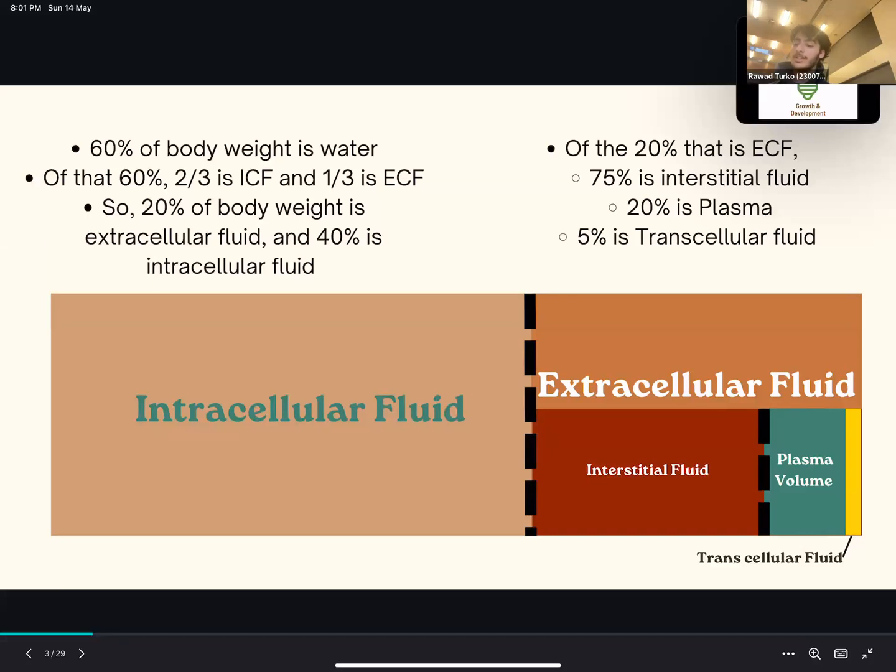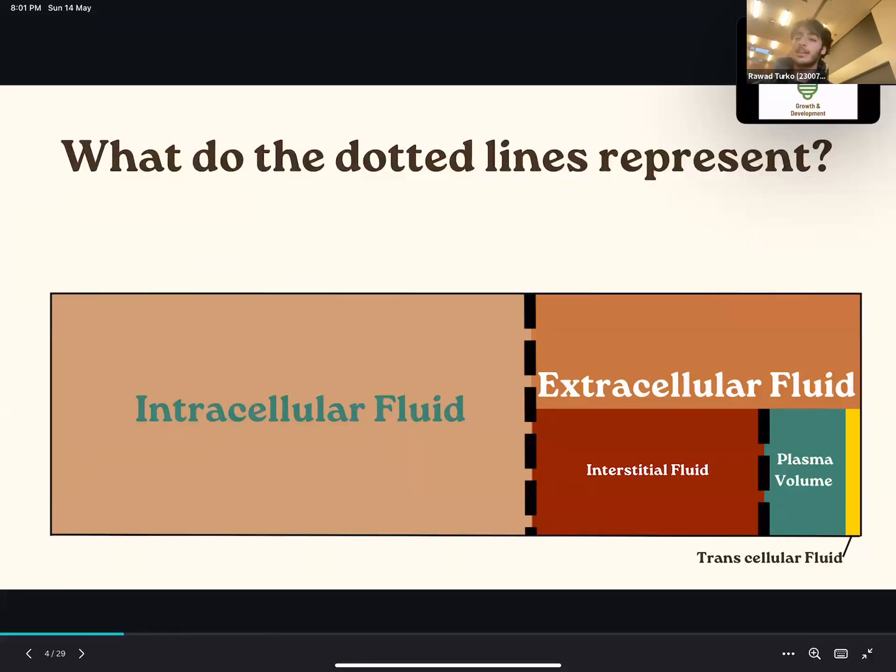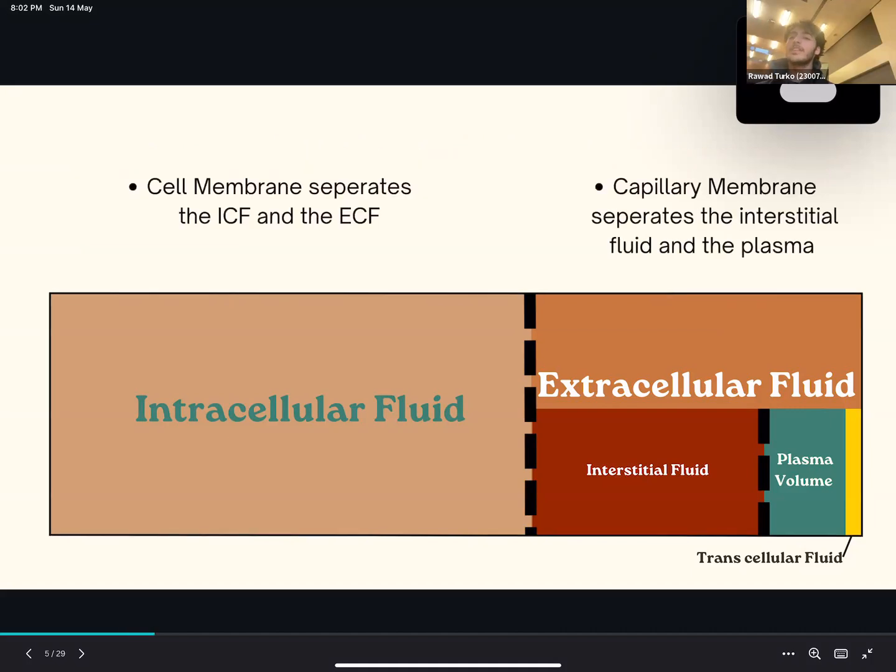Now, this fluid and this water is free to move in and out of each of these compartments, separated by barriers. Take a look at these dotted lines. What do you guys think they represent? All right, I guess membranes. Yeah, exactly, the membranes. The cell membrane separates the intracellular fluid from the extracellular fluid, and the capillary membrane separates the interstitial fluid from the plasma.